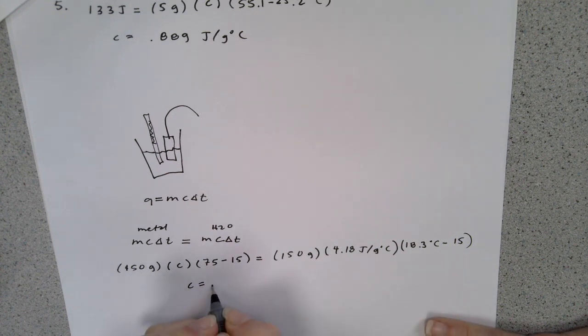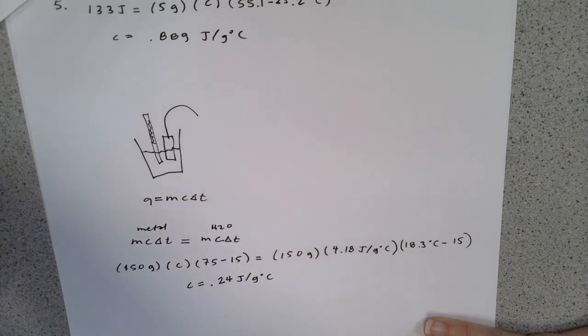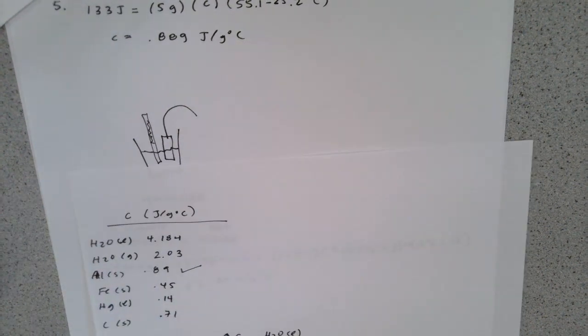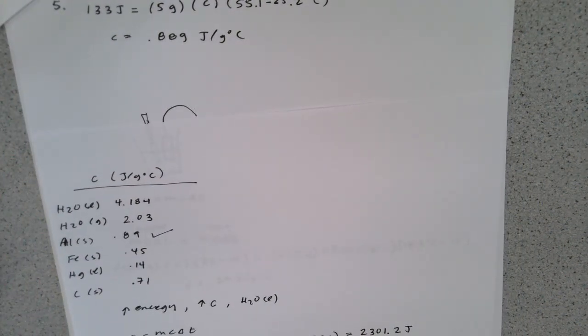And C gave me, when I calculated it, 0.24 joules per gram degree C. So if I look at my little table again, I'm going to try to decide who that is. And if I do 0.24, in this table, it's closest to mercury. It's not a great measurement.